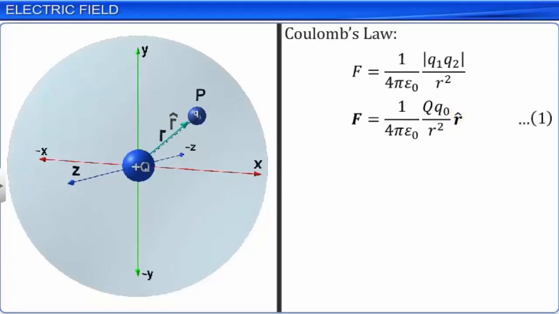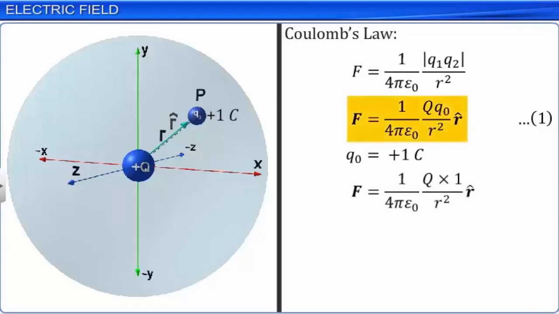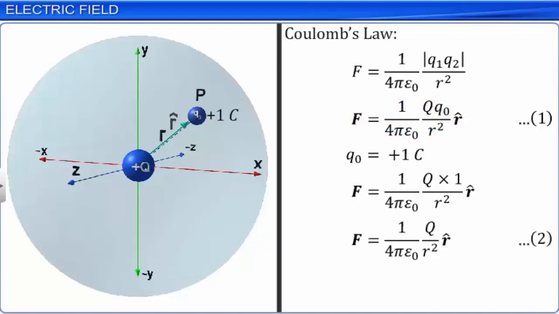Now, if q0 is a unit positive charge, that is, q0 is equal to plus 1 Coulomb, then the electrostatic force as denoted by equation 1 becomes 1 by 4 pi epsilon naught q by r square into r cap. Let this be equation 2. Equation 2 indicates the electric field strength or intensity of electric field E, which is the force on a unit positive charge acting at a particular point in the electric field.